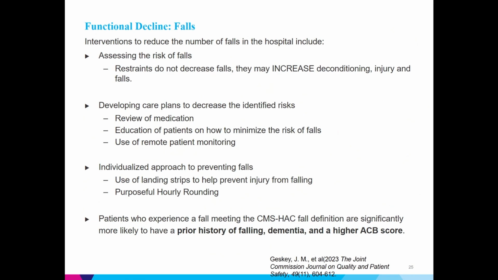Work with the care team in the hospital using multimodal approaches on education and how to reduce and minimize the risk of falls, and take advantage of using remote patient monitoring if your hospital has it. There should be also an individualized approach to preventing falls, purposeful hourly rounding, understanding what the patient's baseline was prior to the hospitalization such that they are not limited to bed rest and precipitating that functional decline.